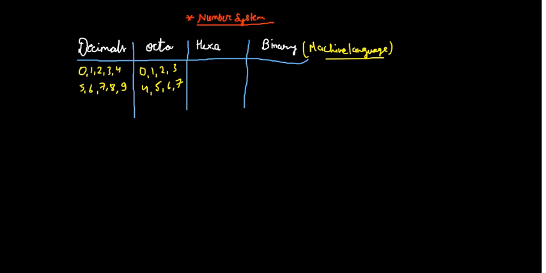Okay, now hexadecimal. 0, 1, 2, 3, 4, 5, 6, 7, 8, 9, A, B, C, D, E, and finally we have our F. I know what you're thinking, these are not numbers, these seem like letters, and that's the whole point of it. And that's why we are using the hexadecimal number system. I will explain that in just a bit.